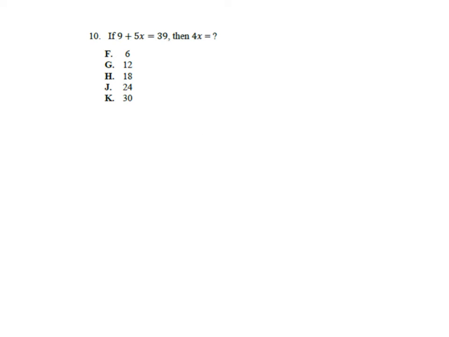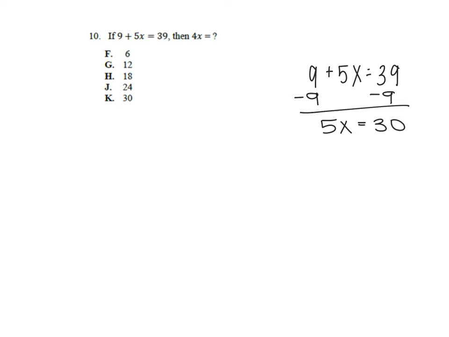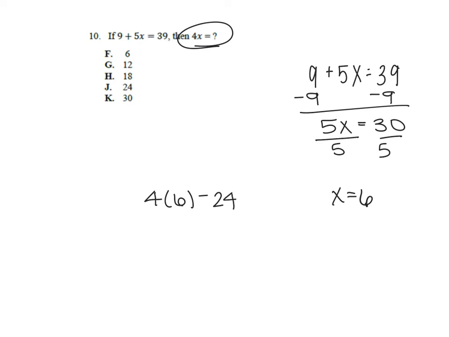The second example says, if 9 plus 5x equals 39, then 4x equals question mark. So first thing I want to do is solve 9 plus 5x equals 39. I subtract 9 from both sides and get 5x equals 30. I divide both sides by 5, x equals 6. So 4x equals what? 4 times 6 gets me 24. J.